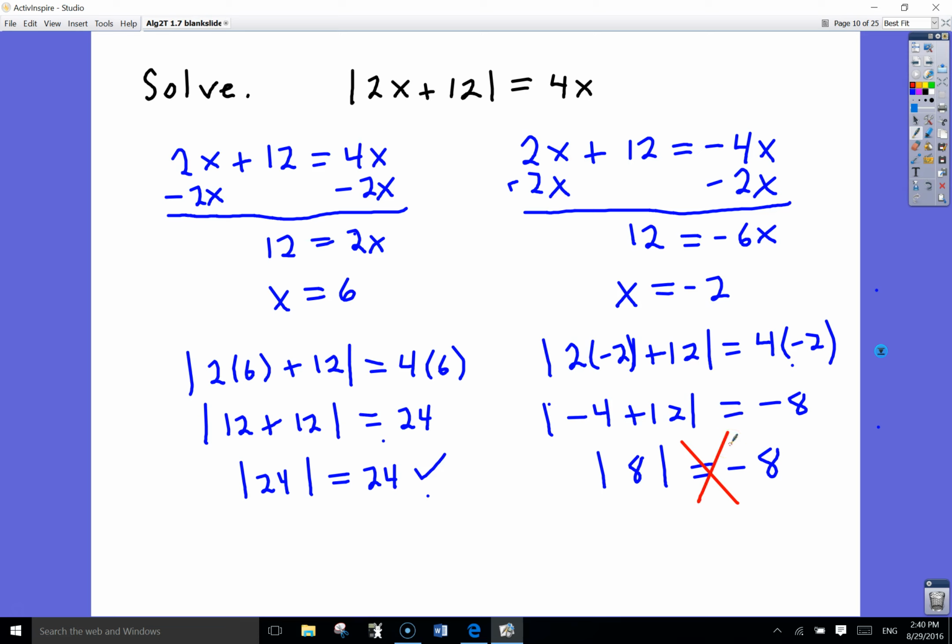Okay, when that happens, we did everything right. We split it into two equations. We did the basic algebra 1 here to solve. We got our two answers. Everything we did up to then was right. But that answer doesn't check. So that's called extraneous. And an extraneous solution is not a solution.